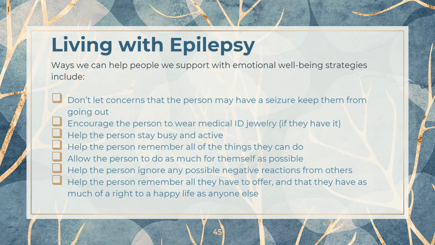We can also help boost the emotional well-being for people we support in many ways. We can help them not be afraid of going out because of concerns that they may have a seizure, by encouraging them to wear any medical ID jewelry that they may have, through helping the person stay busy and active, and to remember all of the things they can do. Allow them to do as much for themselves as possible, which is active support, by helping the person ignore any negative reactions from others, and helping the person to remember all of the things they have to offer and that they have as much of a right to a happy life as anyone else.